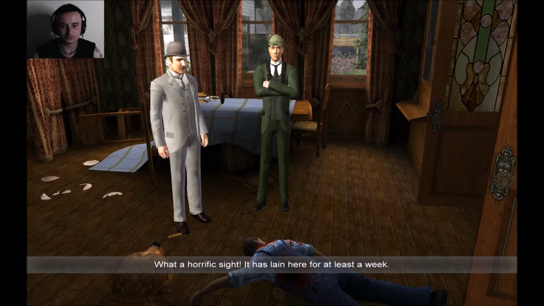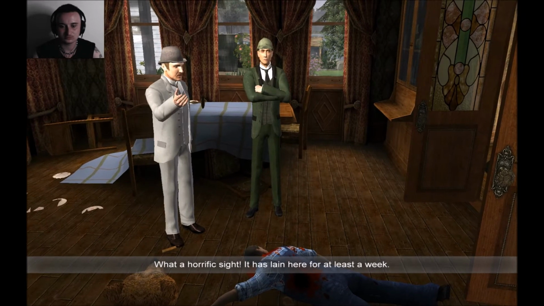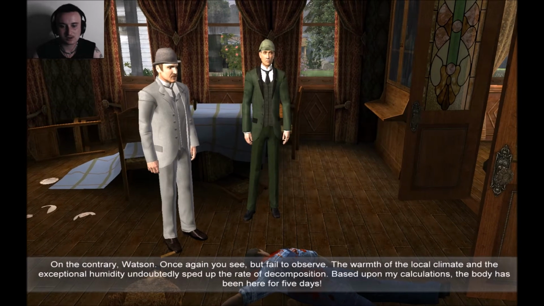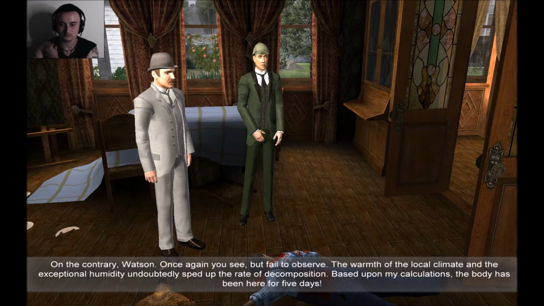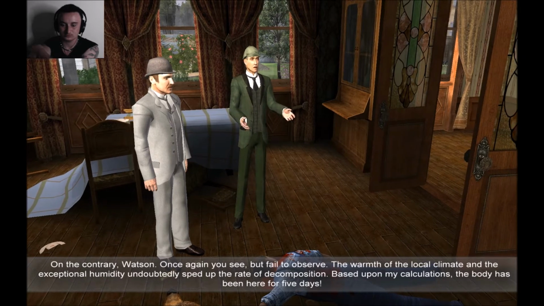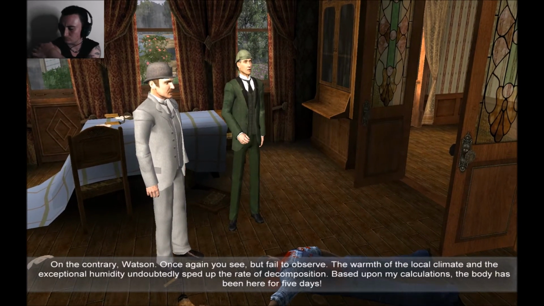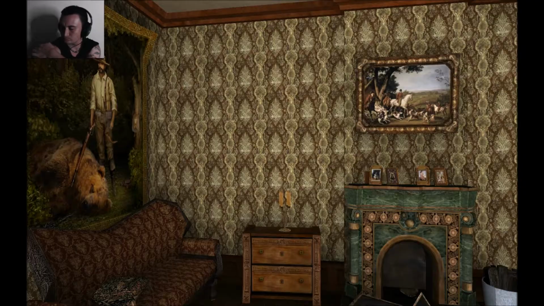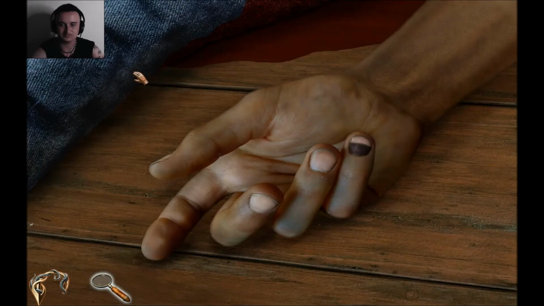What a horrific sight. It has lain here for at least a week. On the contrary, Watson, once again you see, but fail to observe. The warmth of the local climate and the exceptional humidity undoubtedly sped up the rate of decomposition. Based upon my calculations, the body has been here for 5 days.